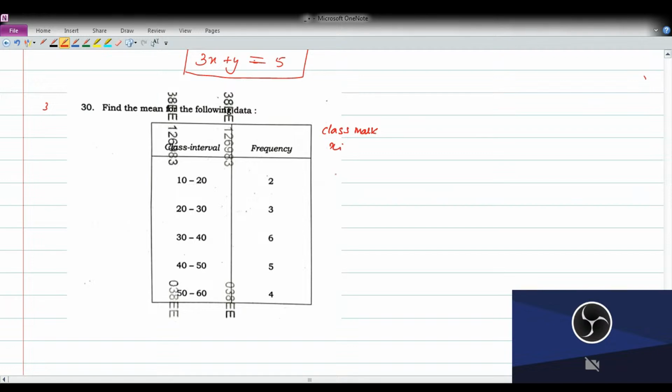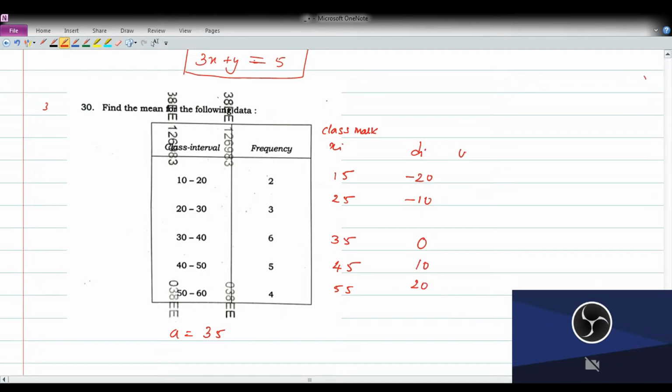For 10 to 20 the class mark is 15, for 20 to 30 the class mark is 25, for 30 to 40 the class mark is 35, for 40 to 50 the class mark is 45, and for 50 to 60 the class mark is 55. Now if you feel it is very difficult with the bigger numbers, let us use the assumed mean method. I am going to take 35 as the assumed mean and find out di. So 15 minus 35 is minus 20, 25 minus 35 is minus 10, 35 minus 35 is 0, then 10 and 20.